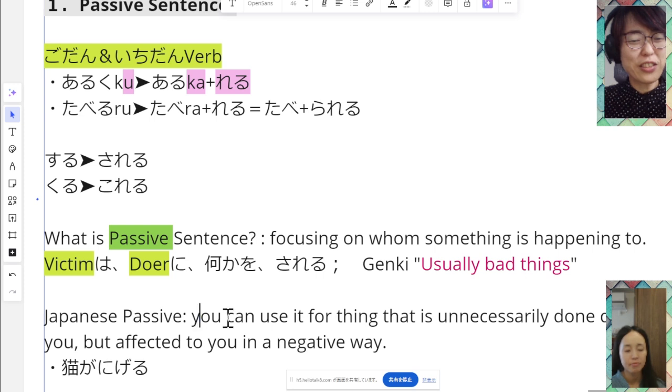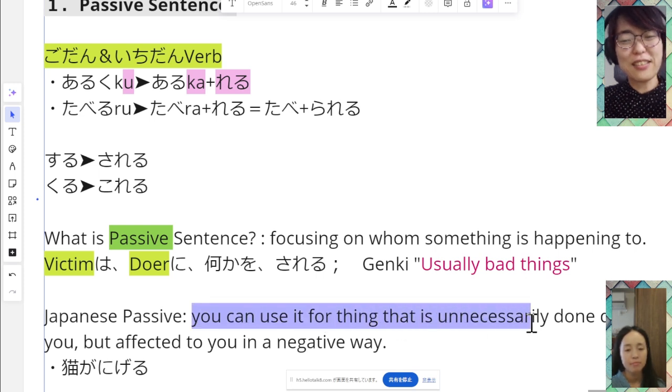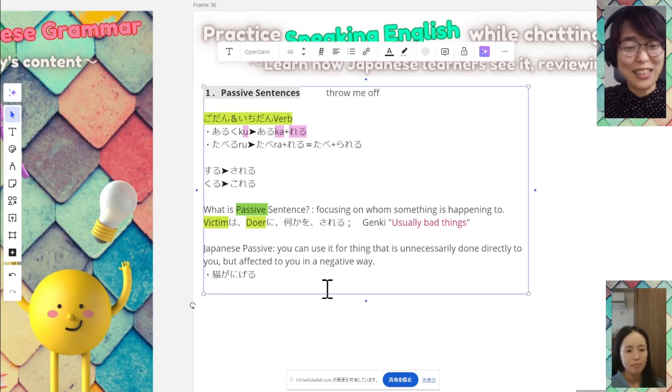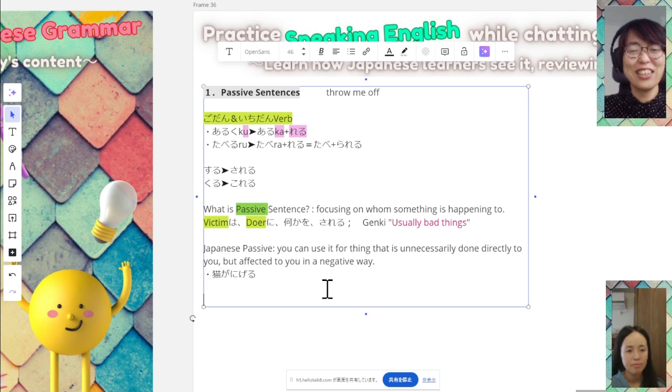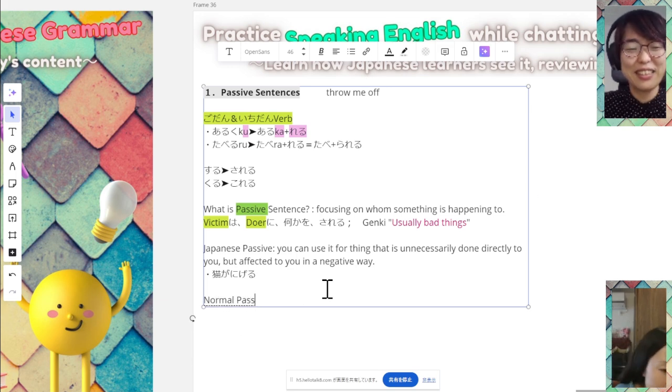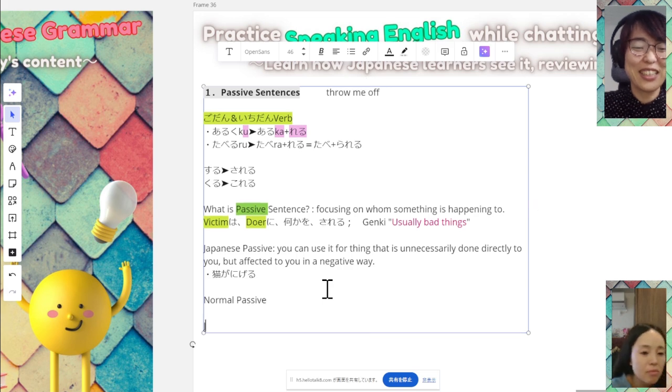You can use it for things that are not necessarily done directly to you. Okay, that's the biggest difference between normal passive and Japanese passive. Okay, let's see. Normal passive. Japanese passive.